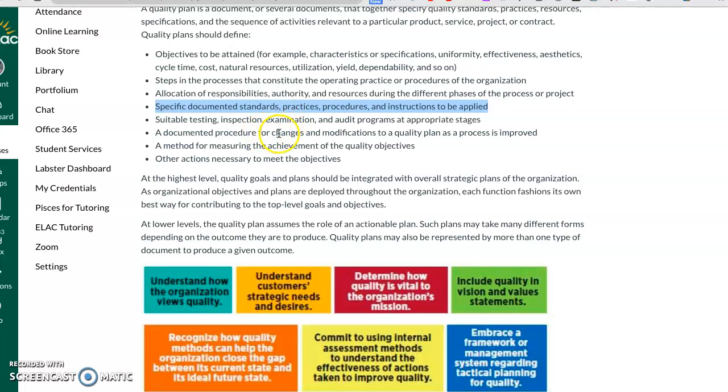Now, what happens when we need to change things? You may know that Chipotle has needed to change the way they work a few times just in the past couple of years.